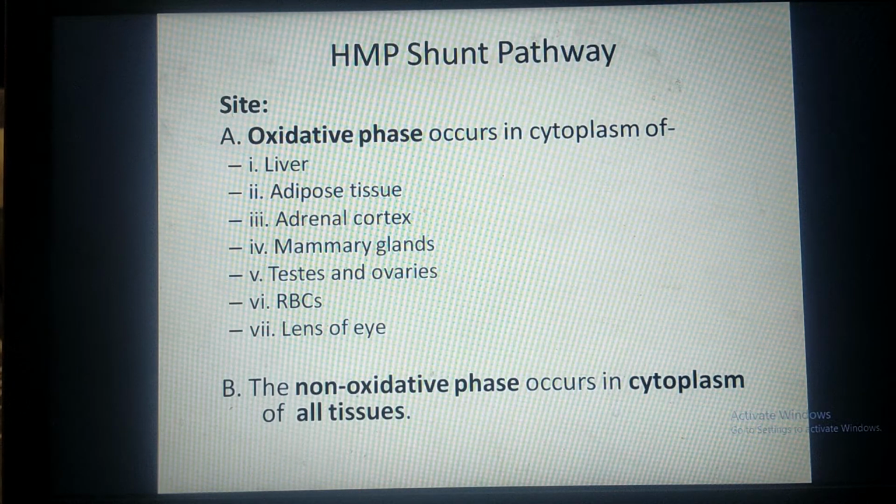Site. The oxidative phase of this pathway occurs in the cytoplasm of liver, adipose tissues, adrenal cortex, mammary gland, testes, ovaries, RBCs, lens of eye, etc. Whereas the non-oxidative phase of this pathway occurs in all tissues of the body.